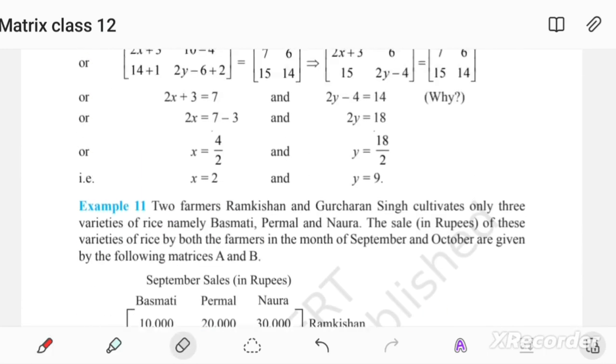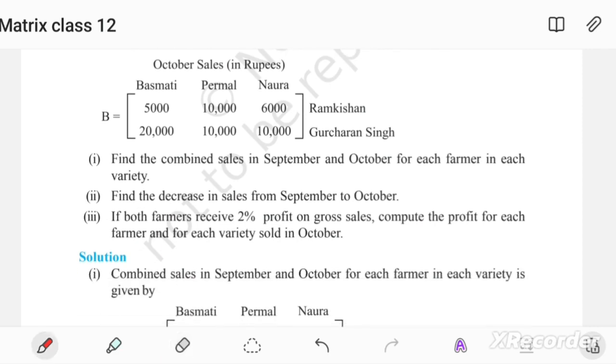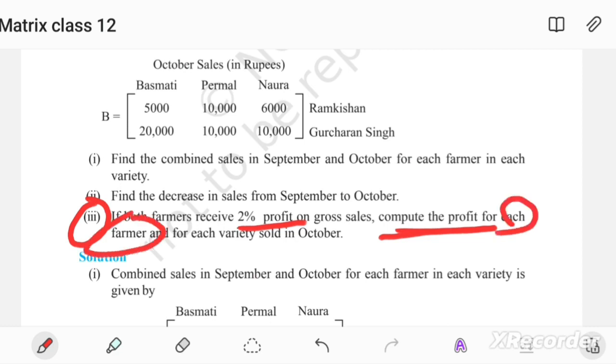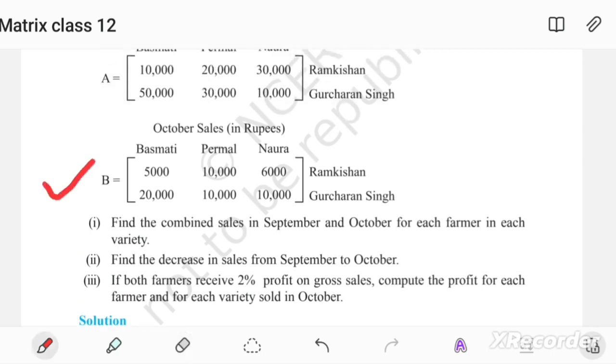Now moving ahead, what is the next part which we are asked? We have to find the profit if both farmers receive 2% profit. Basically we have to compute the profit for each farmer, for both of the farmers, the profit on the sale in the month of October. We are already given the data of the sale, and we have to find the profit.